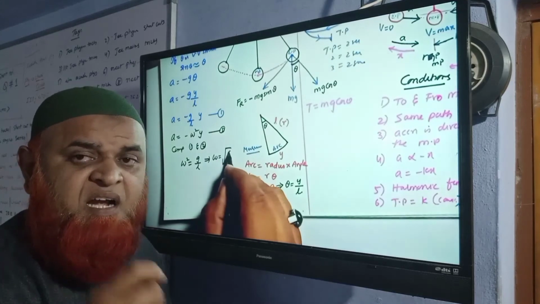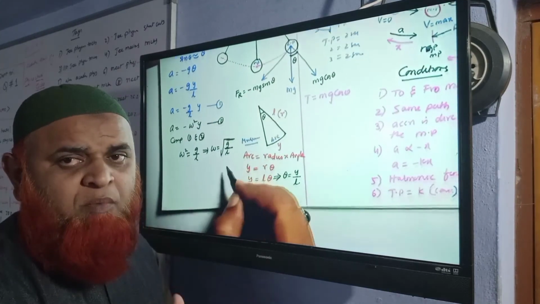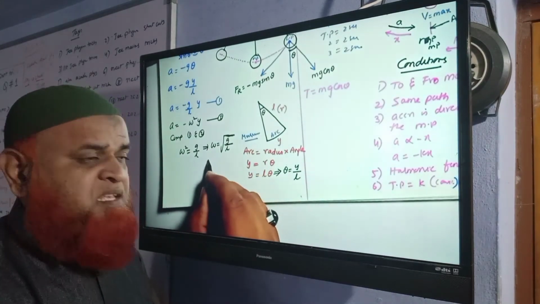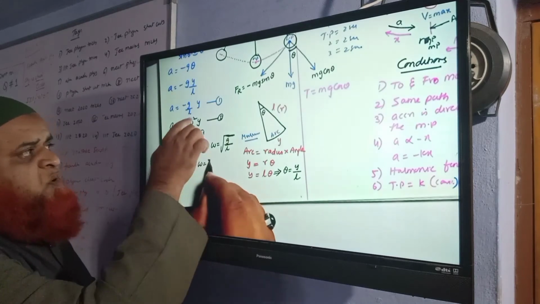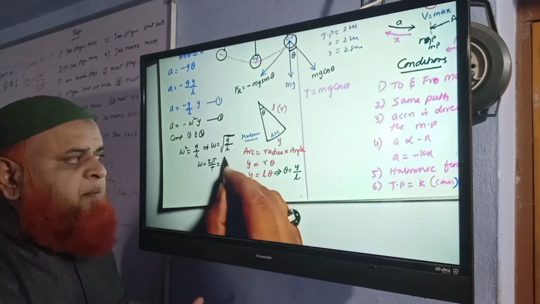But definitely it is going to come. If it is NEET or mains, you'll get some problems based on this. And if it is board exams, definitely you'll get one essay question based on this. So here, omega square is equal to g by L. Omega is equal to root of g by L you are getting.